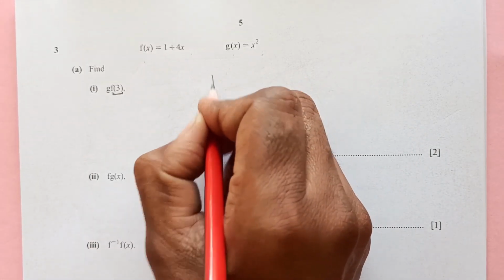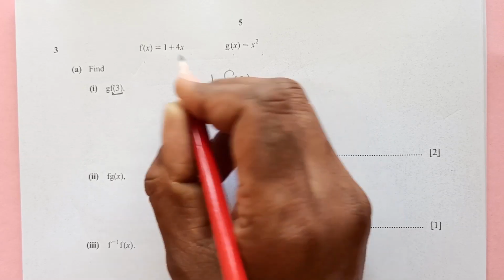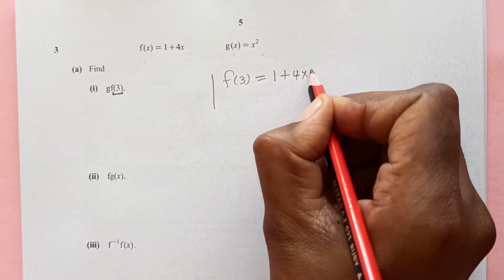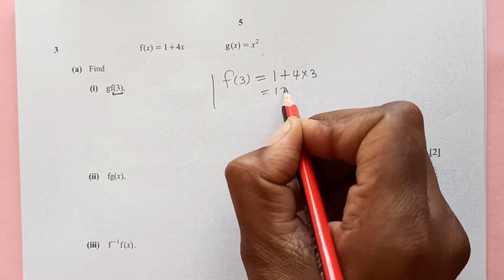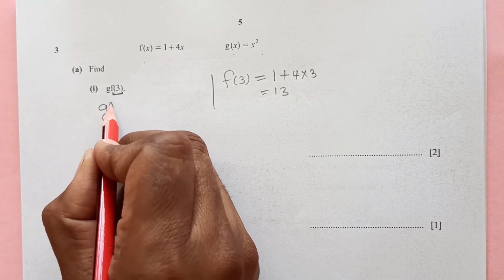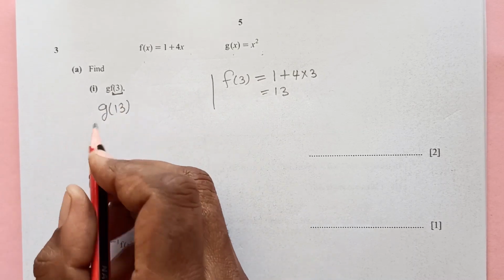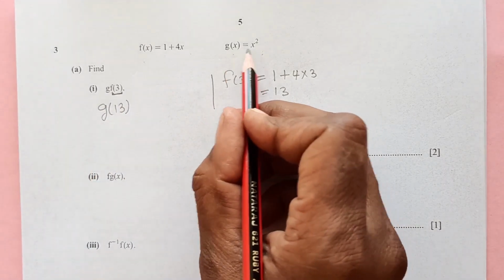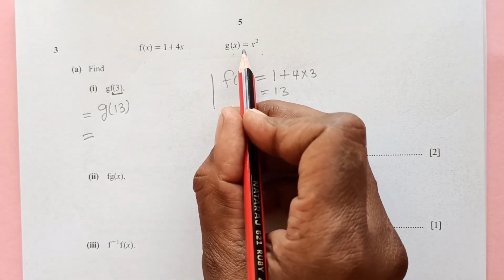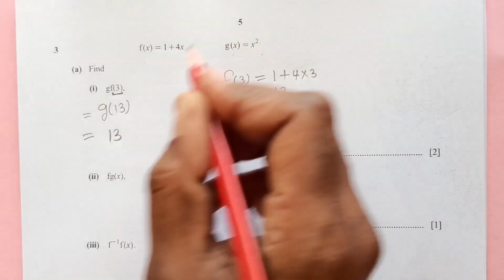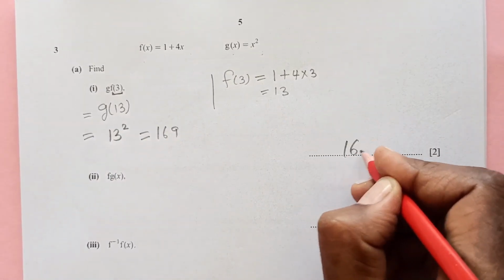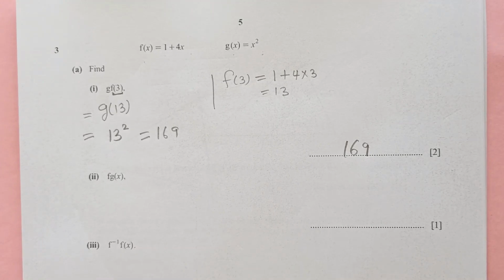f(3) means you are going to replace the value of x by 3. So that is going to be 1 plus 4 times 3, which is 12 plus 1, it is 13. So that means f(3) is 13. So g of 13. Now we will replace the value of x by 13. So this is 13 squared. 13 squared is 169. So 169 is going to be the final answer, right?